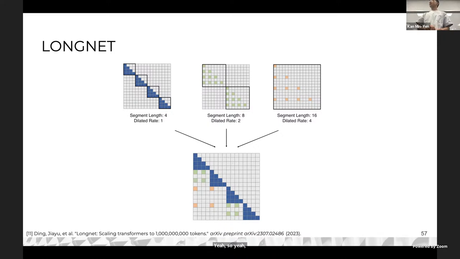So my point was that some tokens would never attend to the other tokens globally when the dilated rate increased. For example, the second token from the top in the first vertical would never attend to the other tokens as the dilated rate moved. But they're caught in the blue triangle, right? You always have at least every token attending within one of the blue triangle ranges.